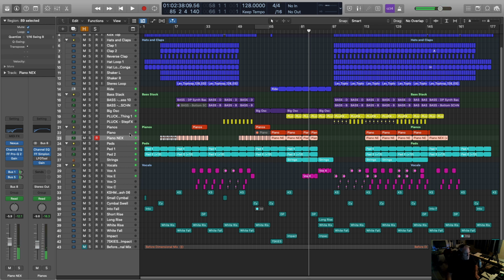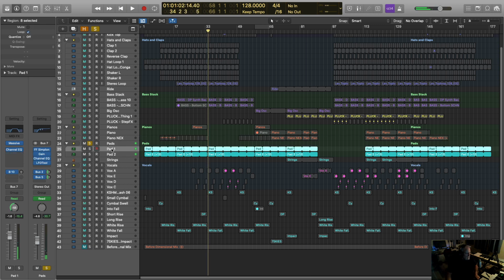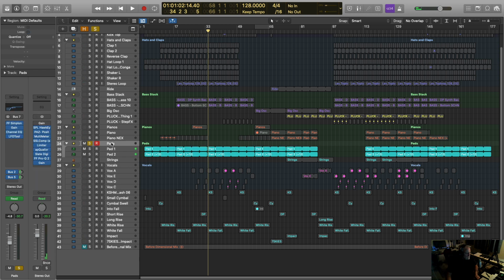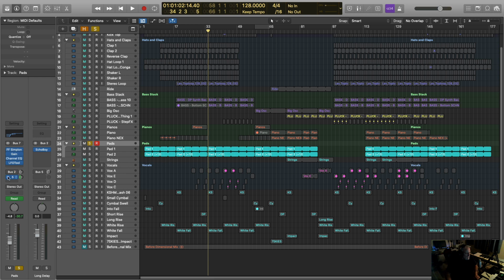All right, so that's mixed in pretty decently there. And that brings us to the pads. Now I have it sent, again, to a group channel, and I have long delay 1, which is an Echo Boy: quarter note on the left, quarter note dot on the right, set to ping pong, space echo. And let's turn all the effects off.